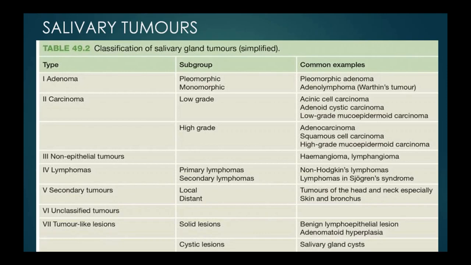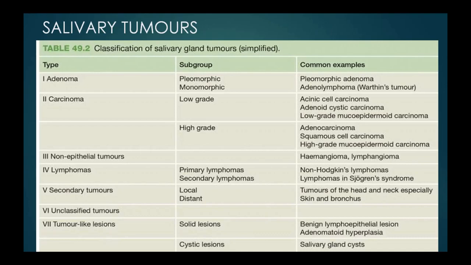Now coming to carcinoma, carcinoma is again divided into low-grade carcinoma and high-grade carcinoma. So what are the low-grade carcinomas? They are acinic cell carcinoma, adenoid cystic carcinoma and low-grade mucoepidermoid carcinoma. Then high-grade tumors are adenocarcinoma, squamous cell carcinoma, then high-grade mucoepidermoid carcinoma. Then what are the non-epithelial tumors? They are hemangioma, lymphangioma, etc.